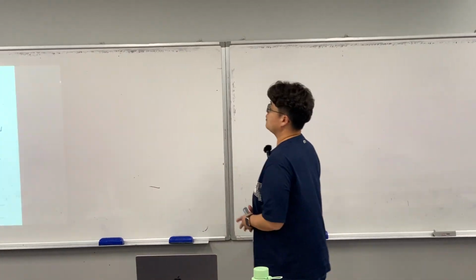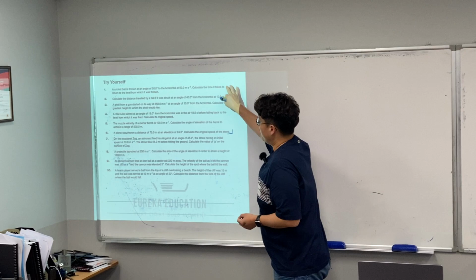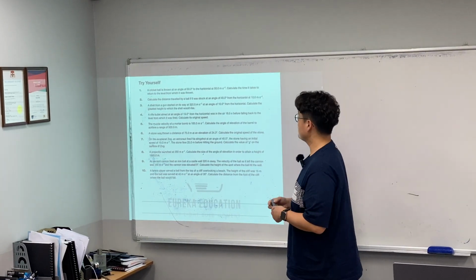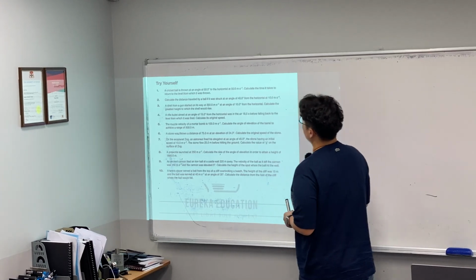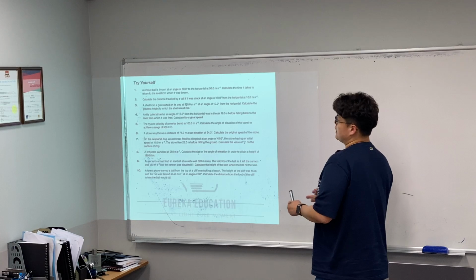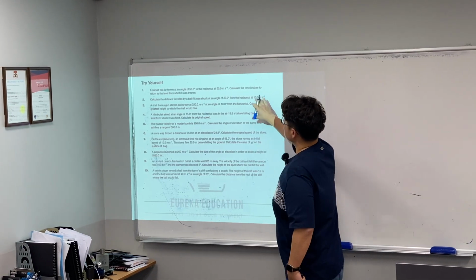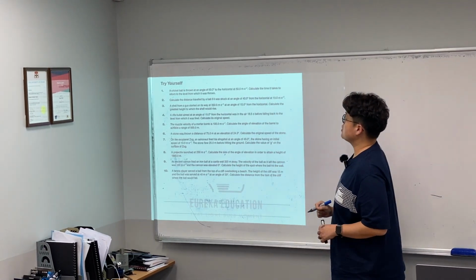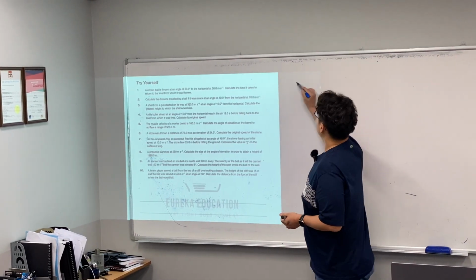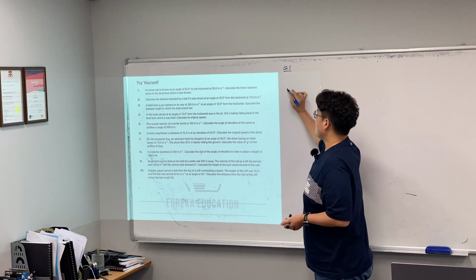Question 1 from here. I hope you go through some of the questions by yourself and have a think about how you're going to deal with those questions. Question 1: a cricket ball is thrown at an angle of 50 degrees to the horizontal at 50 meters per second. Calculate the time it takes to return to the level from which it was thrown. It's pretty easy, one way, because I like to start with the diagram all the time too.